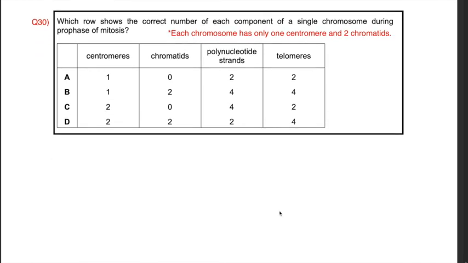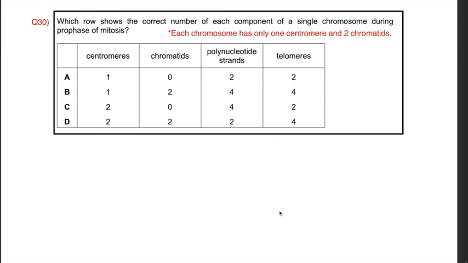Question 30. Which row shows the correct number of each component of a single chromosome during prophase of mitosis? Remember this carefully. Each chromosome, that is one chromosome, will only have 1 centromere and 2 chromatids, because 1 centromere will hold the 2 chromatids together. Therefore, the answer is B. Centromeres 1, chromatids 2, polynucleotide strands 4.